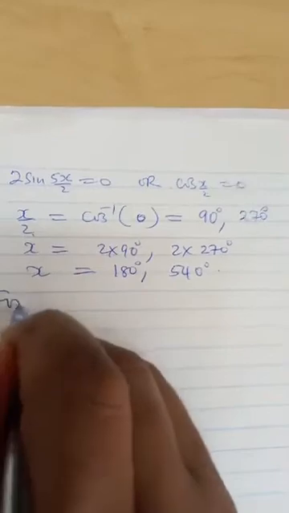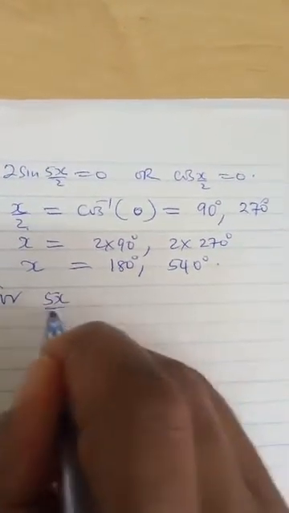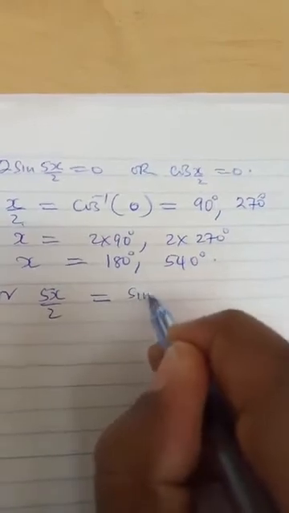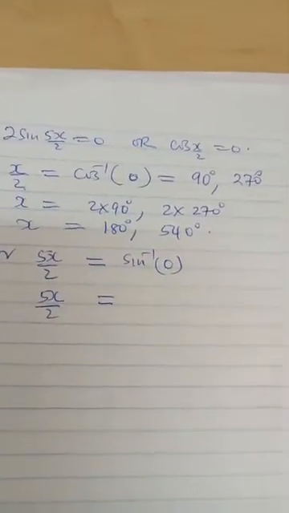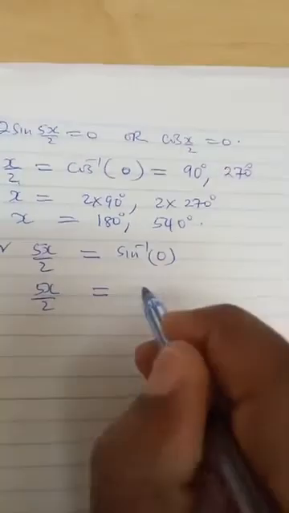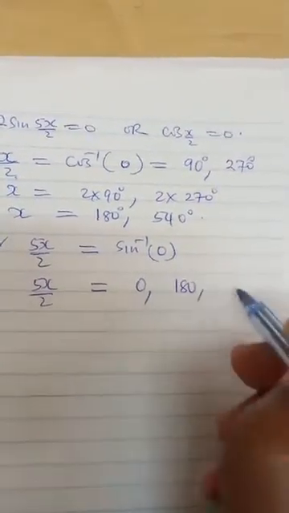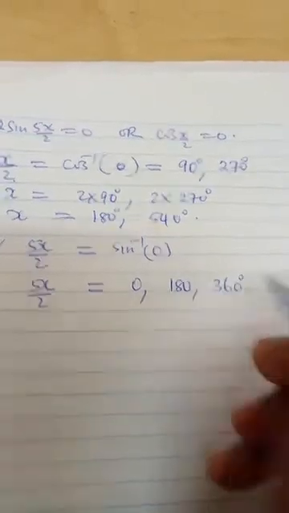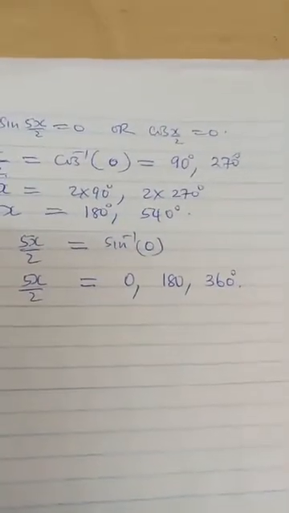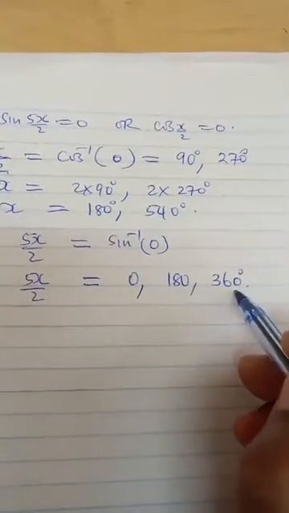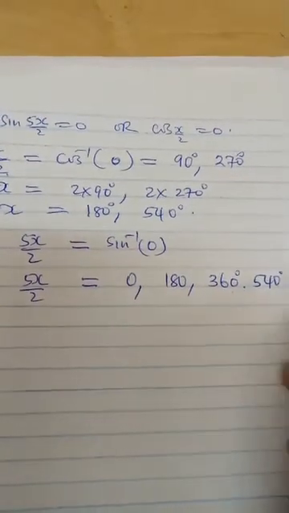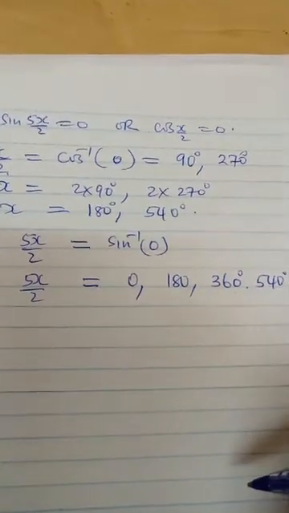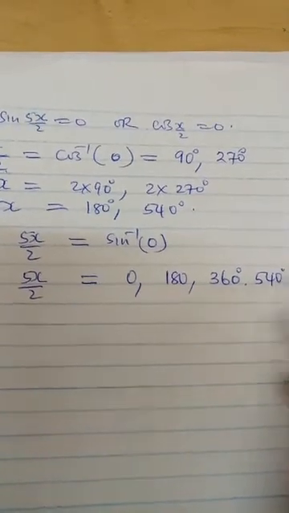Then for the case of 5x over 2 equaling the arc sine of 0, for the values of x responsible here, we shall look for quite a number. The first one is 0, the next one is 180, and the next one is 360. If we are to repeat, after 360, the next will be 540. And we can add on another 180, add on another 360.